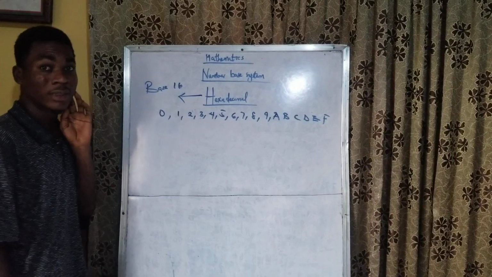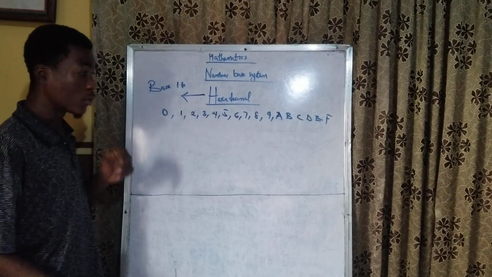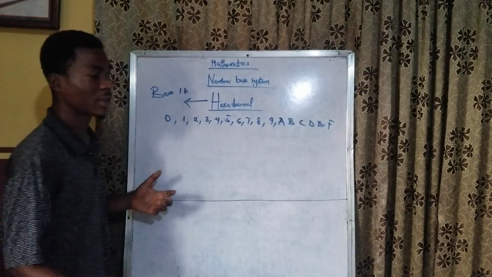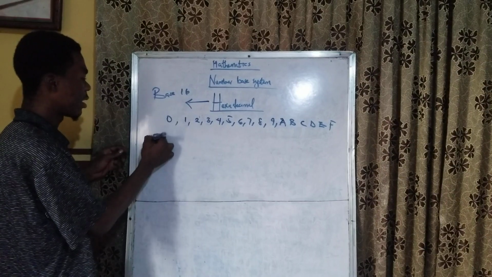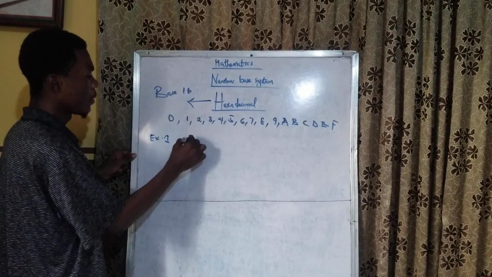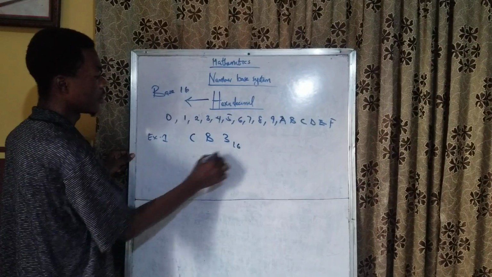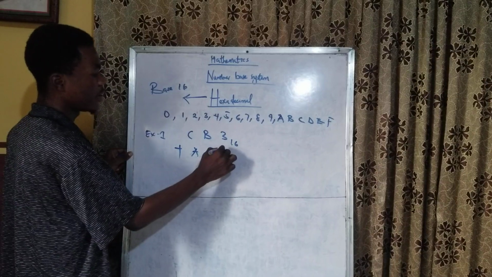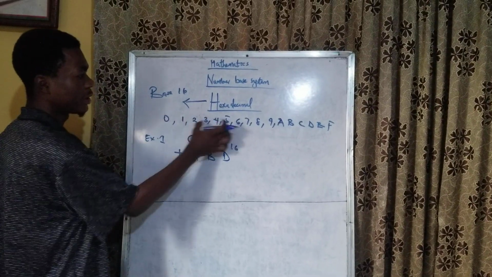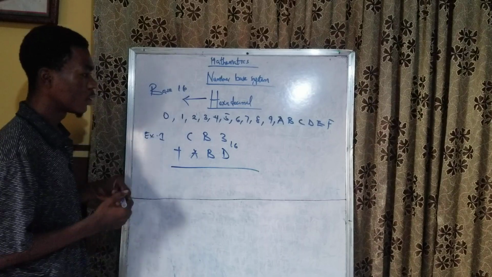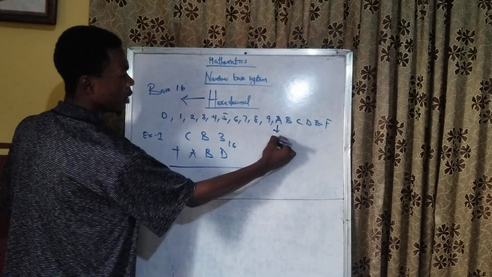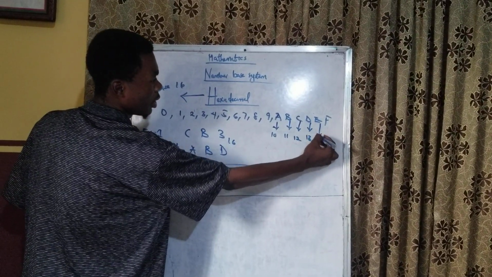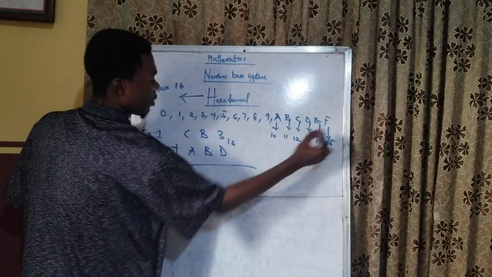Today we'll be talking about additions in hexadecimals. We mix numbers together and we put all these alphabets in line with it and we add it together. So example 1. If we are having CB3 base 16 plus ABD. So I'm just adding this digit to it. Are we good to go? And don't forget, your A is 10, your B is 11, your C is 12, your D is 13, your E is 14, and your F is 15. Are we good to go?